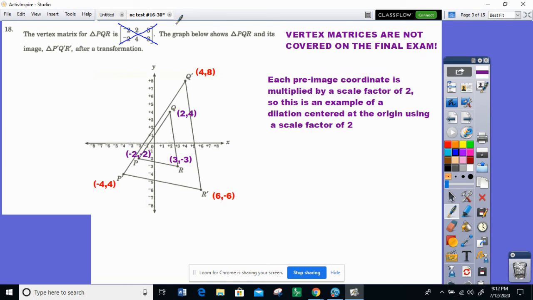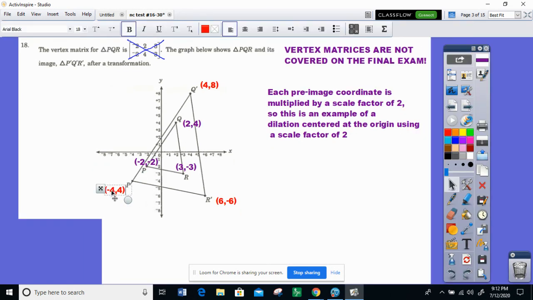We've got triangle PQR and its image, triangle P prime, Q prime, R prime, after a transformation. Well, each pre-image coordinate is multiplied by a scale factor of 2. You can see that pretty easily. (2, 4) goes to (4, 8). Those are both doubled. (3, -3) goes to (6, -6). Those are both doubled. Same thing with (-2, -2). Sorry, that should be that the new point P is at (-4, -4).